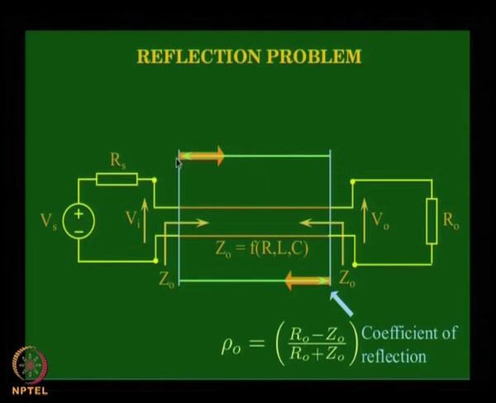And the coefficient of reflection at this side is called rho s, and it is given by R s minus Z naught. Note here that if R s and Z naught are not matched, then you will have a finite reflection coefficient. Else, if R s and Z naught are matched, R s minus Z naught will be 0, and you will not have a reflection.